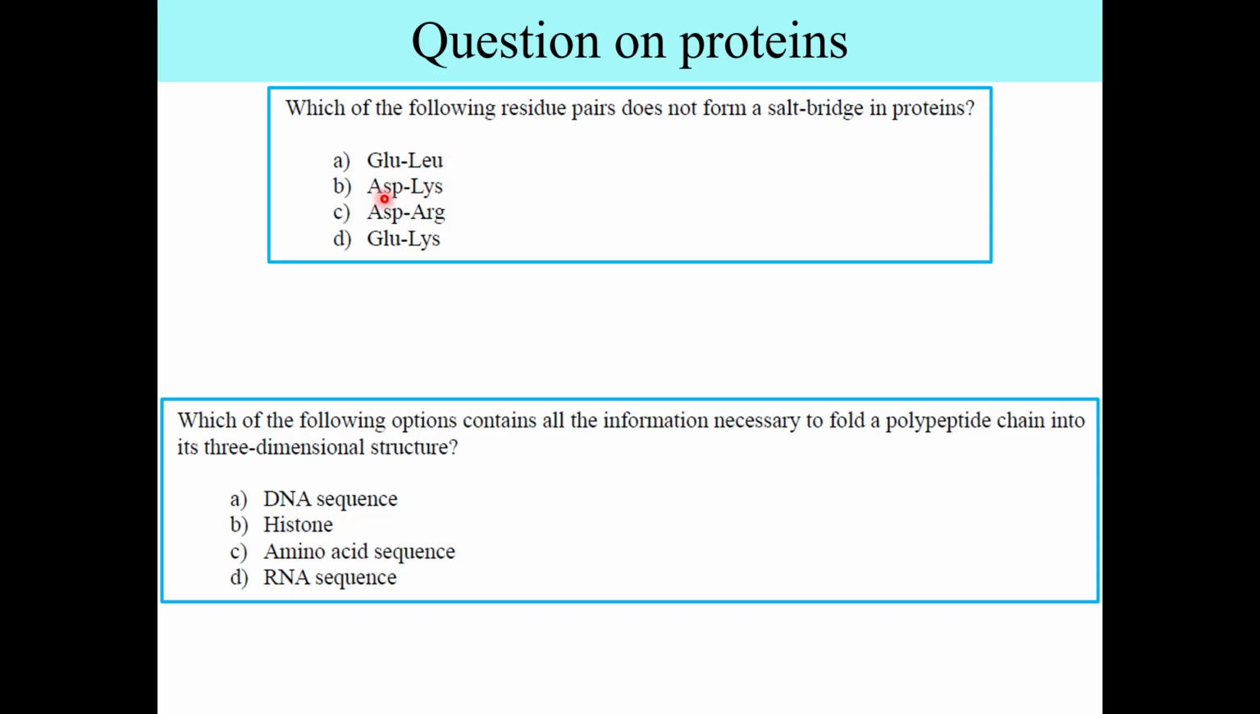However, if you look at aspartic acid and lysine, aspartic acid once again is acidic, so it is negatively charged side chain is present. In case of lysine, a positively charged side chain is present.